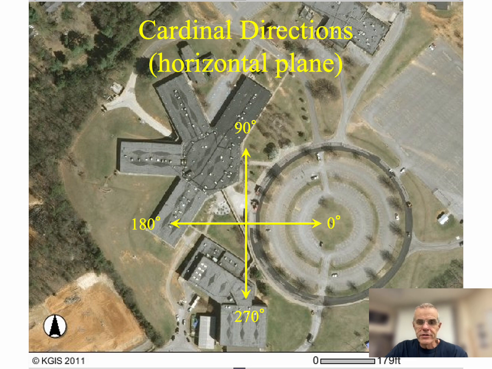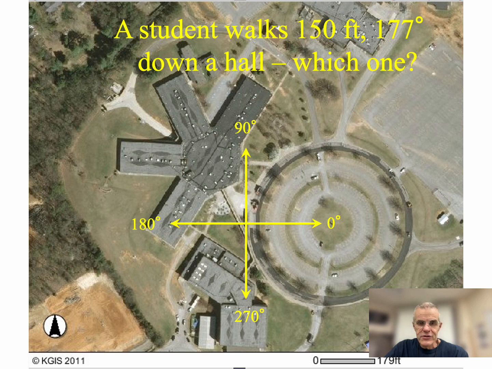So here's a little problem for you, a little mystery of sorts. A student walks 150 feet, 177 degrees down a hall. Which one would that be? There's really only one answer that makes sense at Farragut High School. If you look at that direction, 177 degrees, that's really close to east. And there's only one wing or one hall that makes sense.